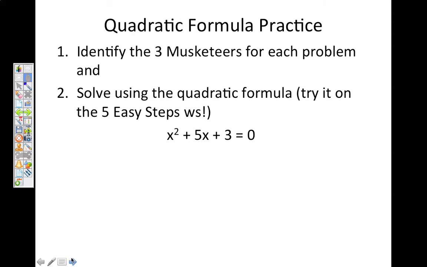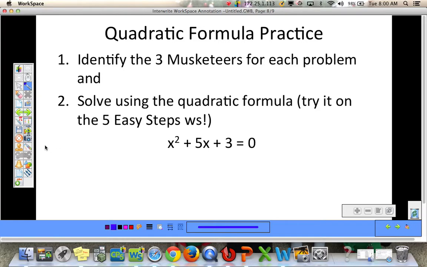Okay, so we did that one. Let's try this one right here. Solve using the quadratic formula. First step, identify a, b, and c. So a is 1, b is 5, c is 3. And again, you can identify when zeros on one side. We're trying to find the zeros.